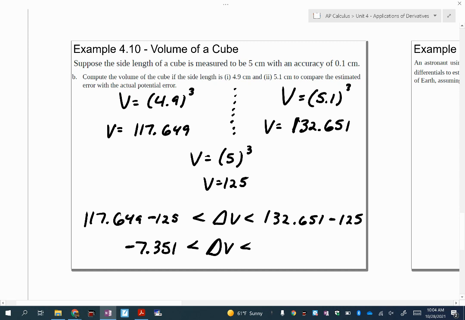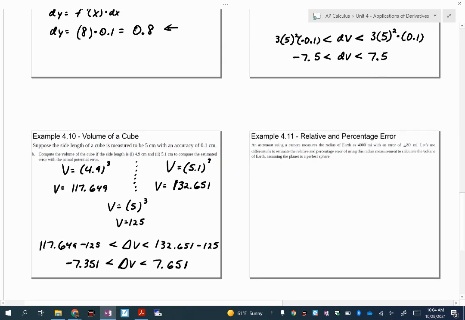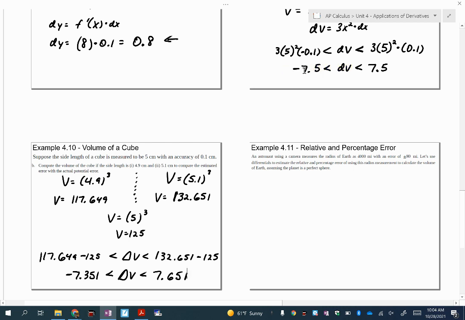And going the other way would give you 7.651 cubic centimeters. So I'm going to try to show you the comparison here. We said we approximated the values to be somewhere between the volume would change by negative 7.5 to 7.5 cubic units. When you look here at the actual potential error, it's really close. Maybe not as far left, and then a little farther to the right, but pretty close in terms of what we calculated as the approximate versus the actual.